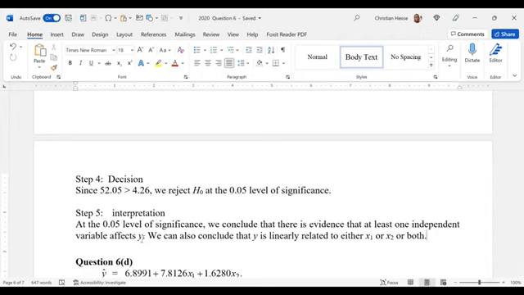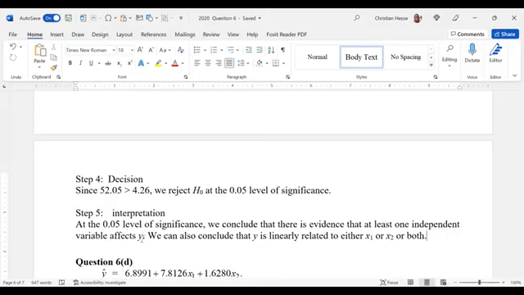What are the independent variables in this question? Amount of A and amount of B. Have you seen it? So it means at least one of them is significantly predicting the Y, which is the dependent variable. So that is the interpretation.